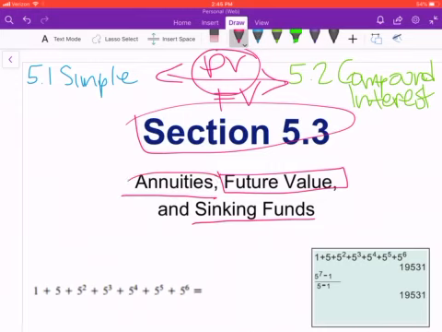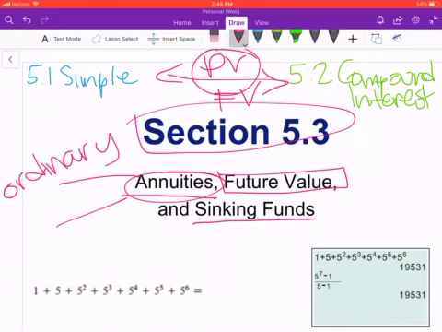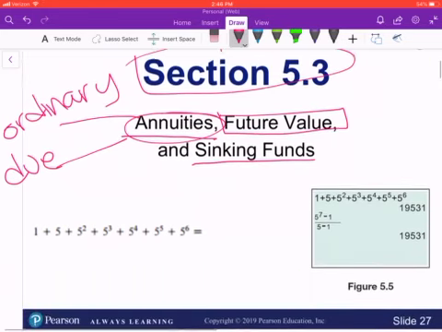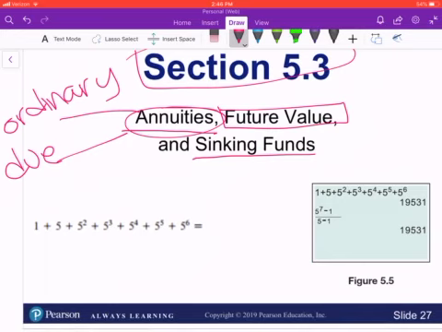Now, from here, annuities, we have two kinds. One is an ordinary, and one is a due annuity. And so we're going to discuss the difference between those when we get to that section. But we're going to start just by using this sequence, and it is in fact a geometric sequence.